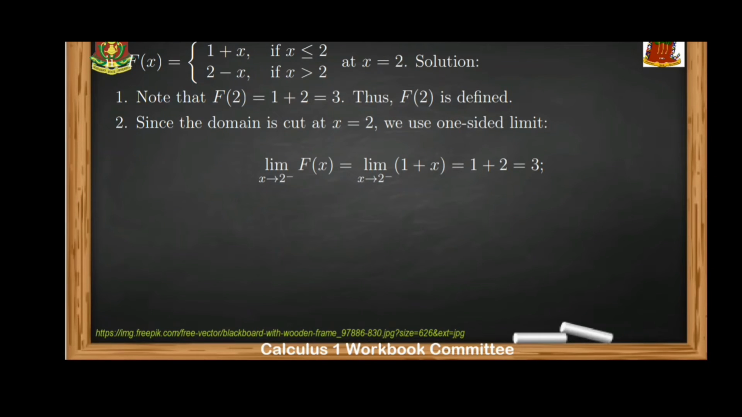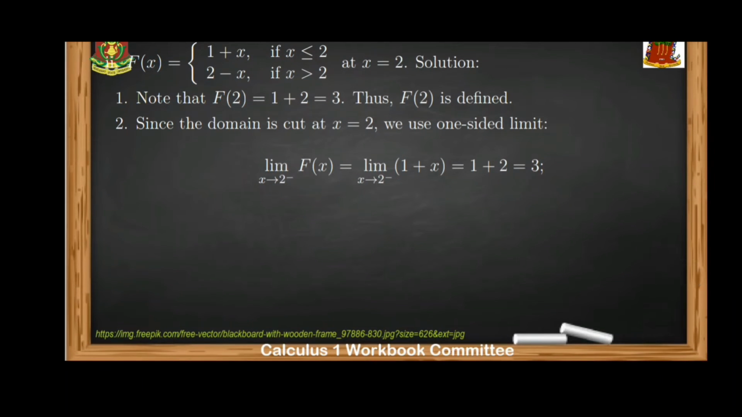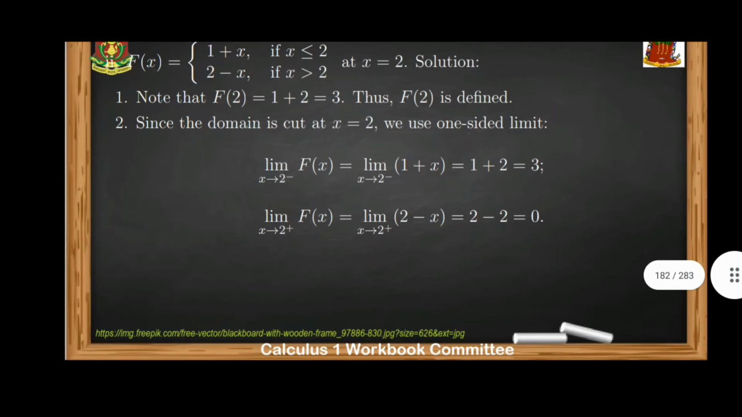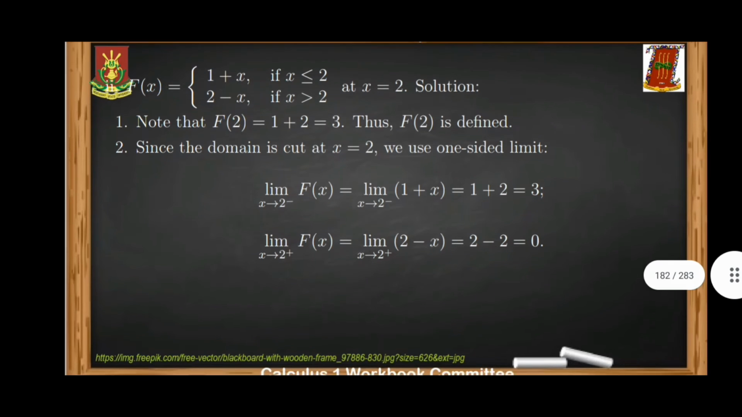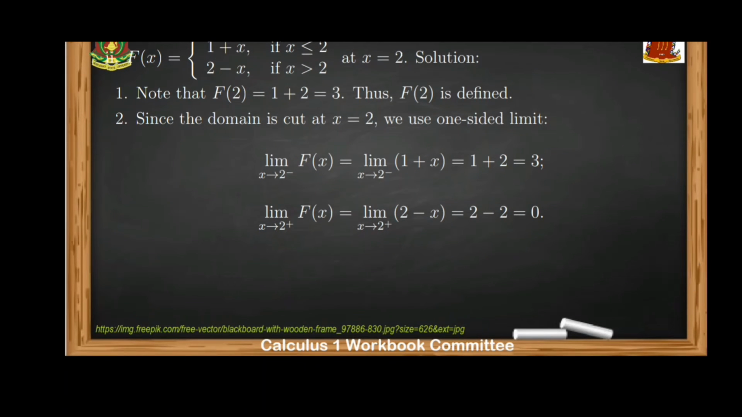So limit of function of x as x approaches 2 on the left, which is the negative sign, is equal to limit of first equation 1 plus x as x approaches 2 to the left. So is equal to 1 plus 2 is equal to 3. Sa next equation naman, limit of the function of x as x approaches 2 at the right is equal to limit of the second equation 2 minus x as x approaches 2 to the right is equal to 2 minus 2 is equal to 0.